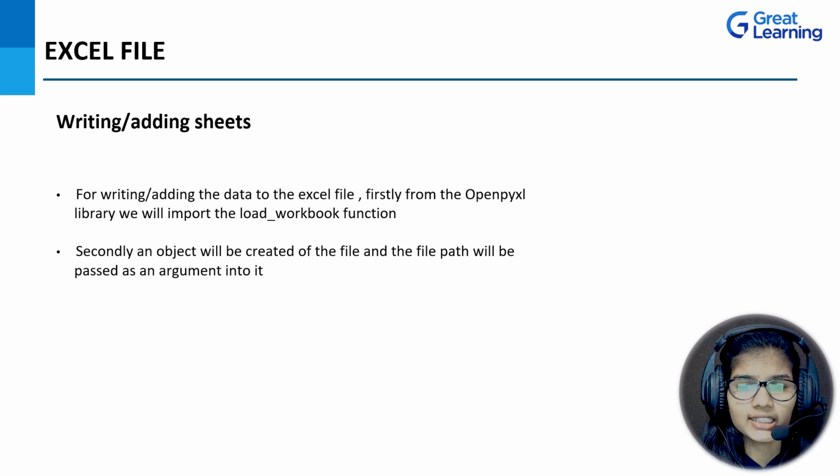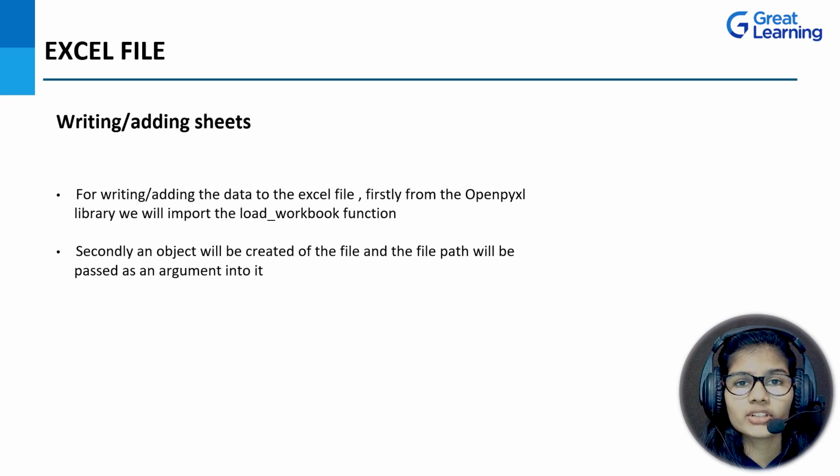Next, an object will be created of the file you are loading, and the file path will be passed as an argument to it. The file path means whatever is the destination where your file is stored. That particular file path will be passed as an argument, and it will simply give you the relevant output.